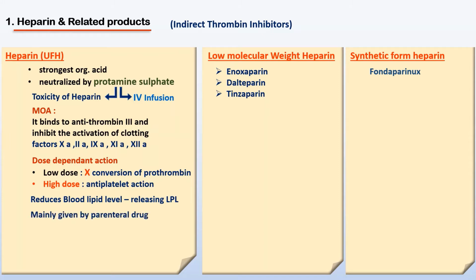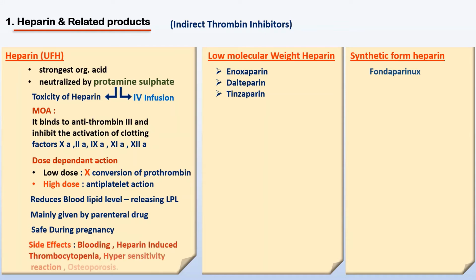Heparin is mainly given by the parenteral route, because it is not absorbed after oral administration due to its high negative charge. Since it does not cross the placental barrier, it is safe during pregnancy. And the side effects of heparin include bleeding, heparin induced thrombocytopenia, hypersensitivity reaction, osteoporosis, which is dose dependent, and a reversible alopecia.